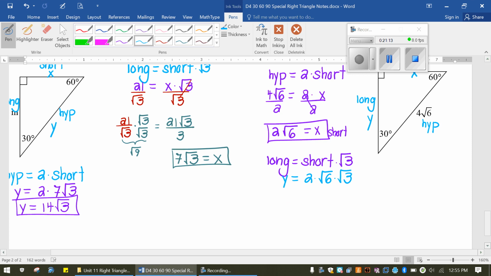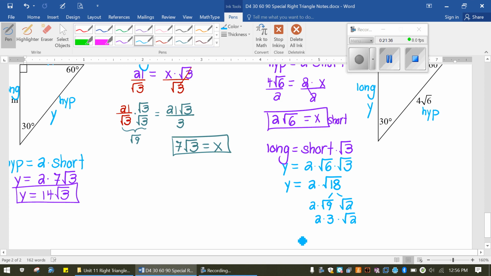So y equals 2 times the square root of 18. Now 18 has a perfect square factor of 9. So square root 9, square root 2. So 2 times the square root of 9 is 2 times 3 times root 2, meaning that our long leg will be y equals 6 square root of 2.